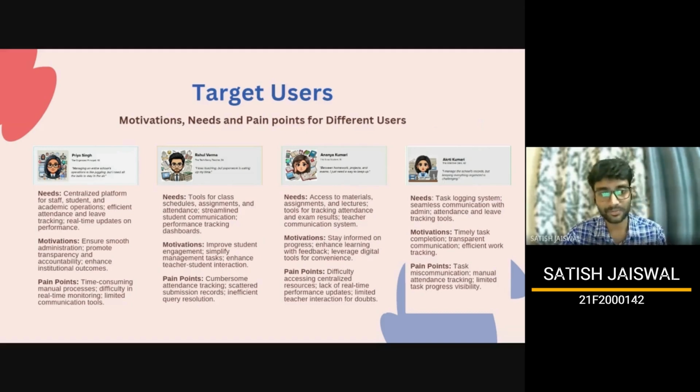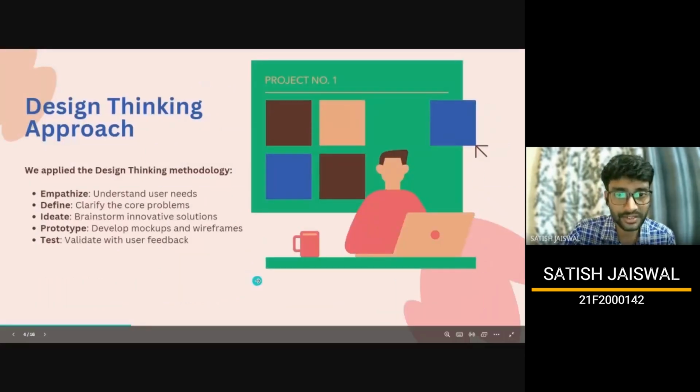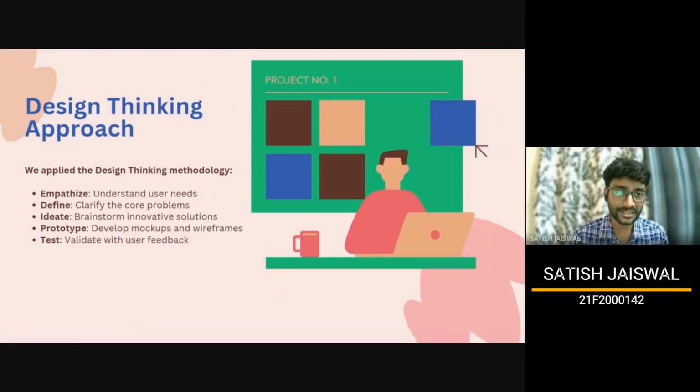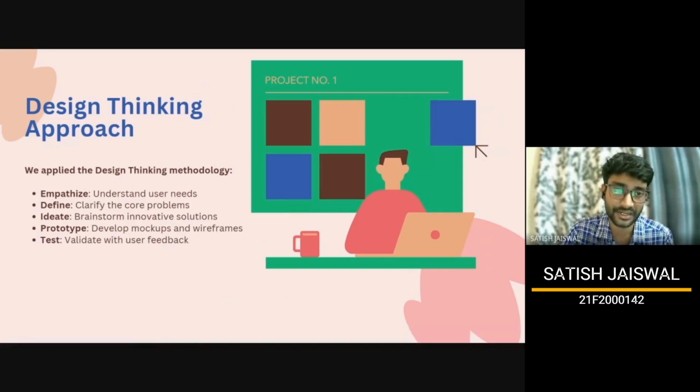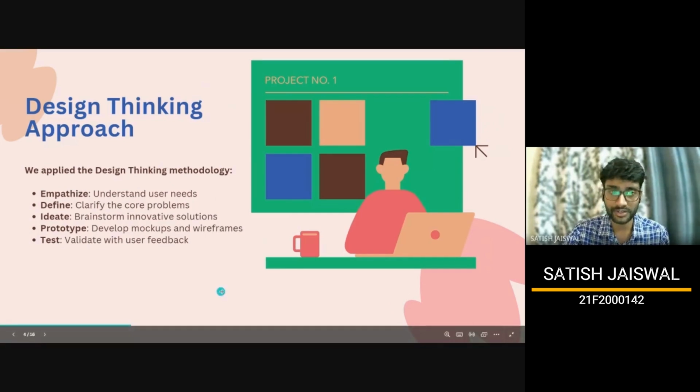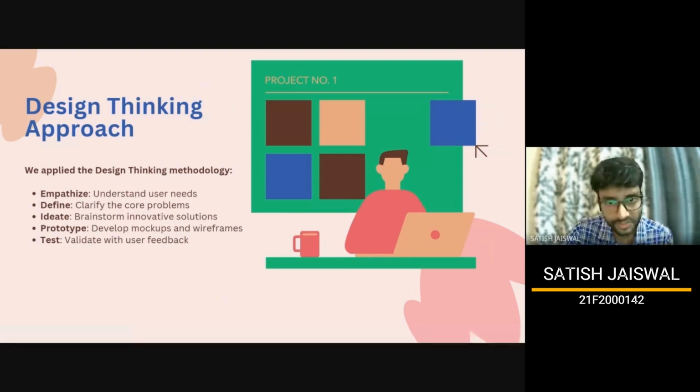So these are the pain points, needs, and the motivations for the target users and the user personas that we have created. The next point is the design thinking approach that we want to emphasize in this. So the first point is the empathizing phase. Like we have seen in the earlier slide that we have understood the user needs. The definition of the core problems is also more important. Like what is the root cause of this problem? Understanding this problem will help us solve the problems in a more efficient way.